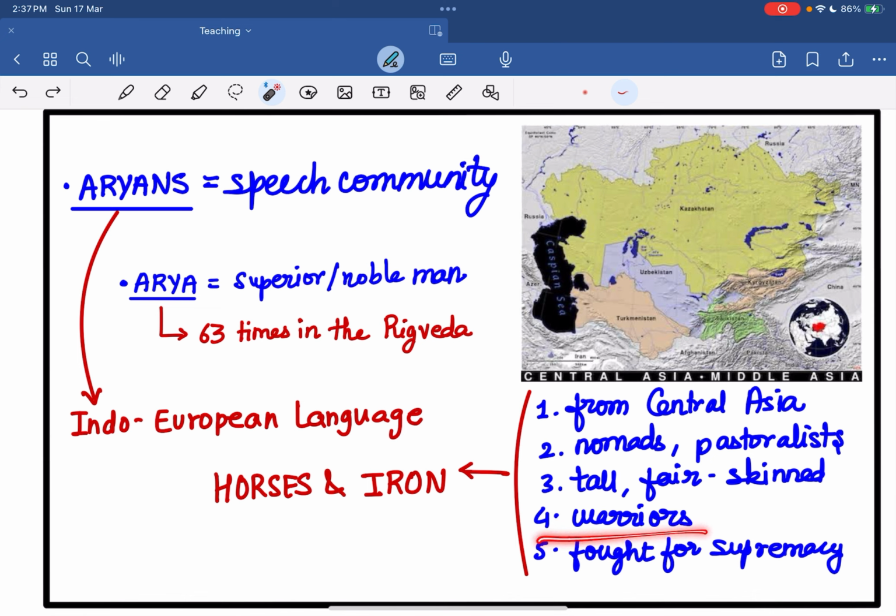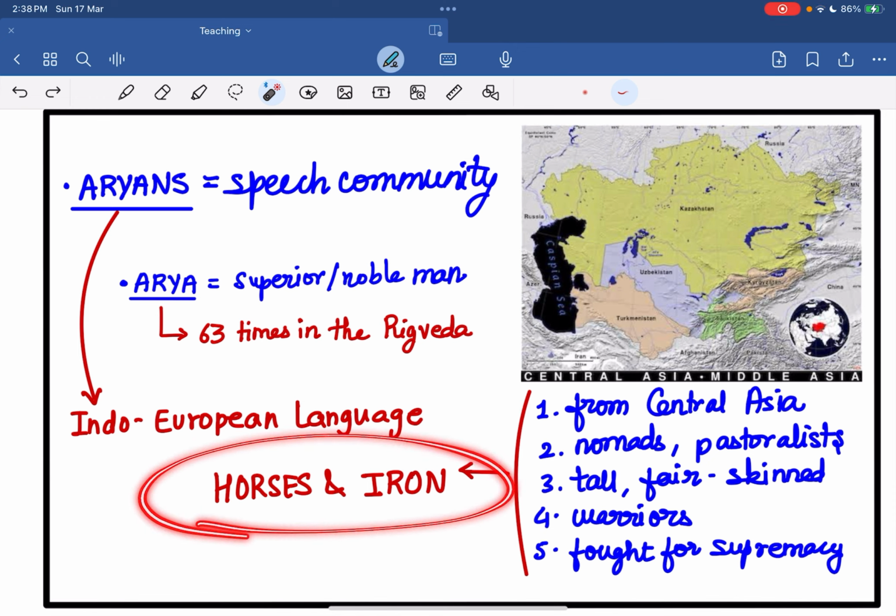Aryans were warriors. They lived in groups, but they fought amongst themselves also. What did they fight for? They fought for supremacy. Who is going to rule the land? Who is going to be supreme? Who is supreme amongst us? Let's fight together and let's see who's supreme. Who's going to rule the land?